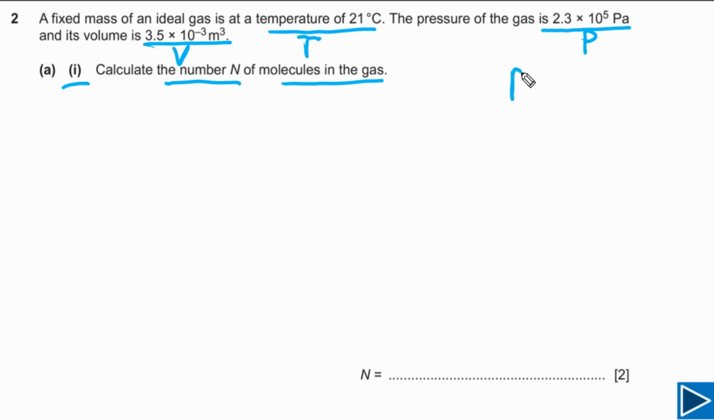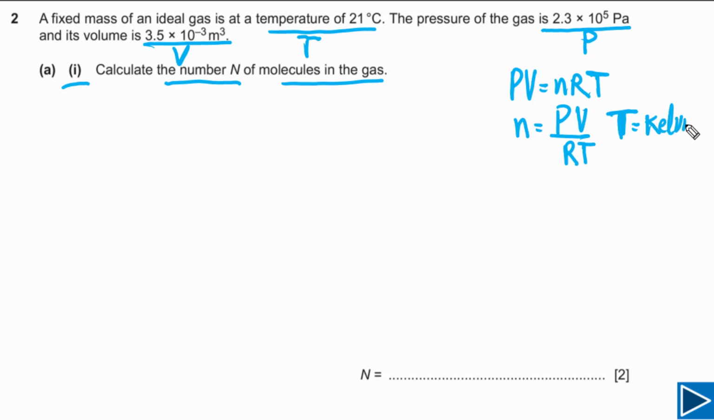So the first thing you need to consider is that PV is equal to nRT. In this equation, you don't see the number of molecules, but n is here. n is the number of moles. So the first thing we can calculate is the number of moles. The number of moles will be equal to PV divided by RT, and T has to be in Kelvin. You have to be very clear about that. T must be in Kelvin.